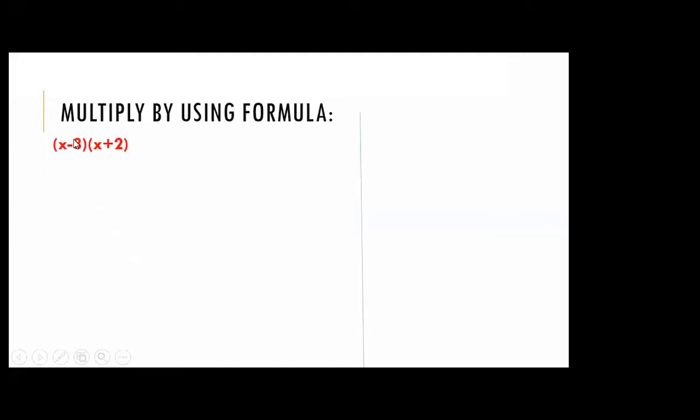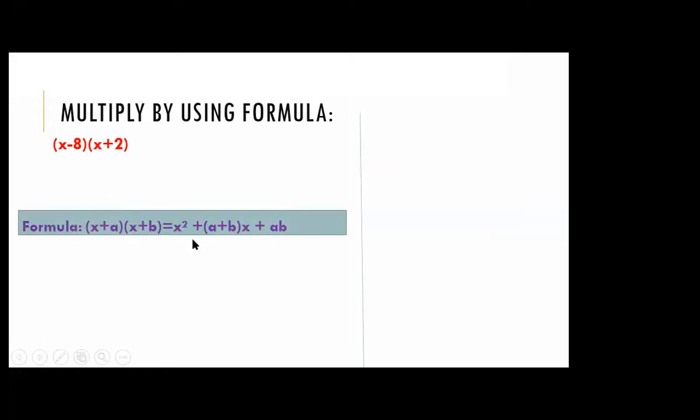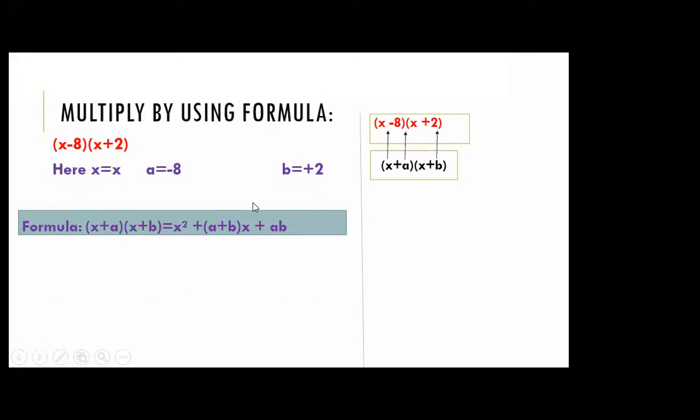Next question. Again, first we have to check whether the conditions are fulfilled, whether we can apply the formula or not. Yes, here the first term is same and the second terms are different. So we can apply this formula. Step number 1, we compare the question with the left hand side. So let's compare. Here x is equal to x, a is equal to 8 or minus 8? Yes, very good. a is equal to minus 8 and b is equal to plus 2.